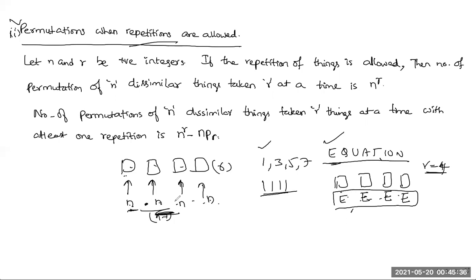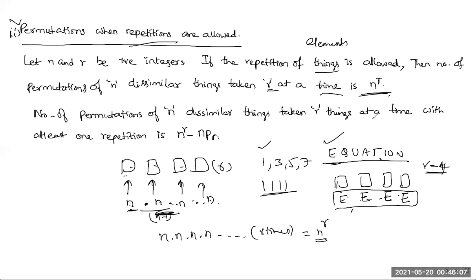So using the fundamental theorem of counting, it's nothing but n into n into n into n, r times. It's nothing but n power r. So that's what this definition states. When n and r are positive integers, if the repetition of things or elements is allowed, then the number of permutations of n dissimilar things taken r at a time is n power r.